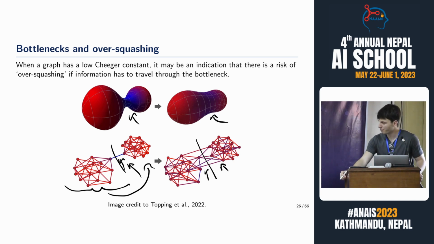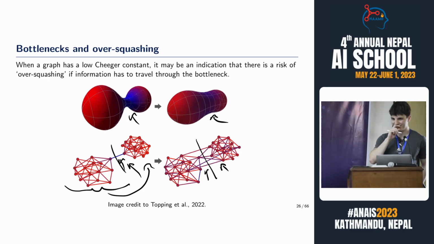But now, why have I been talking about spectral gaps and Cheeger constants and all these things? I'll tell you later, because first I want to talk about where oversquashing comes from, saying that there are bottlenecks, yeah?